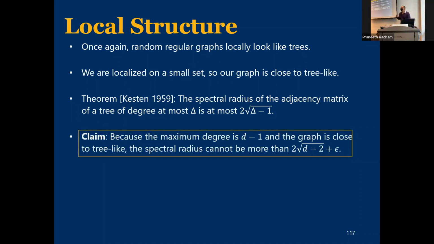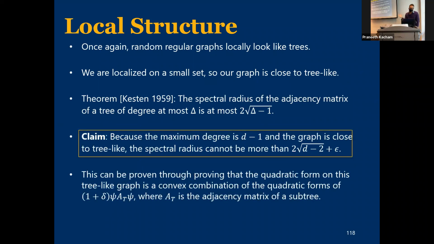Okay, so what I claim is that because the maximum degree is d minus 1 and the graph is close to tree-like, the spectral radius actually can't be that much bigger than 2 square root d minus 2 when I have passed to this induced subgraph. I won't have time to show this, but what we show is that for graphs that look like the subgraphs of random regular graphs, the quadratic form on this tree-like graph is a convex combination of the quadratic forms of a small multiple times the spanning trees on the subtrees of this graph.